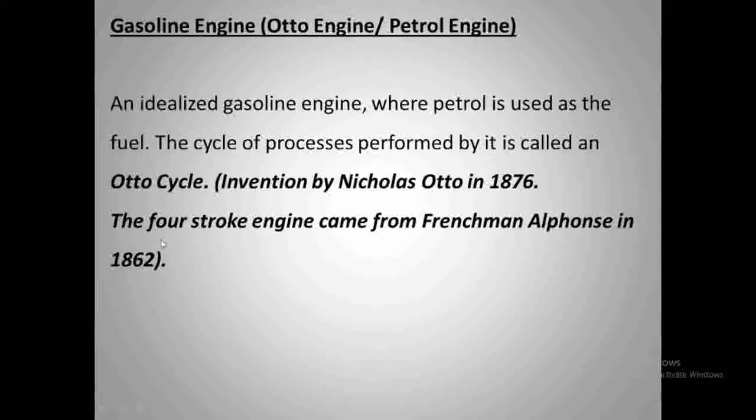Based on these 4 strokes, it is working. So the gasoline engine and the Otto cycle, the different processes were invented by Nicholas Otto in 1876. So we can go into detail on the gasoline engine: the working, the properties, everything about the gasoline engine.